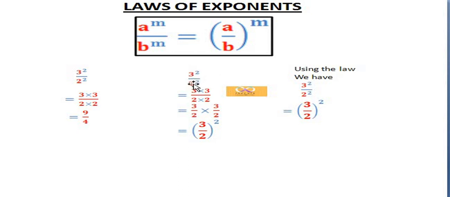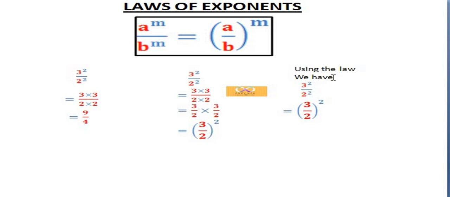3 raised to 2 upon 2 raised to 2 can be written as 3 multiplied by 3 upon 2 multiplied by 2. So what I will do, I will group this together, that is 3 upon 2 multiplied by 3 upon 2. So 3 upon 2 becomes my base, and it is multiplied by itself 2 times.